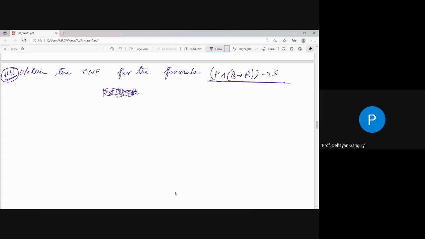That can be taken as a home task. You just give me the answer by doing the same thing. So you just have to convert it into a conjunctive normal form.